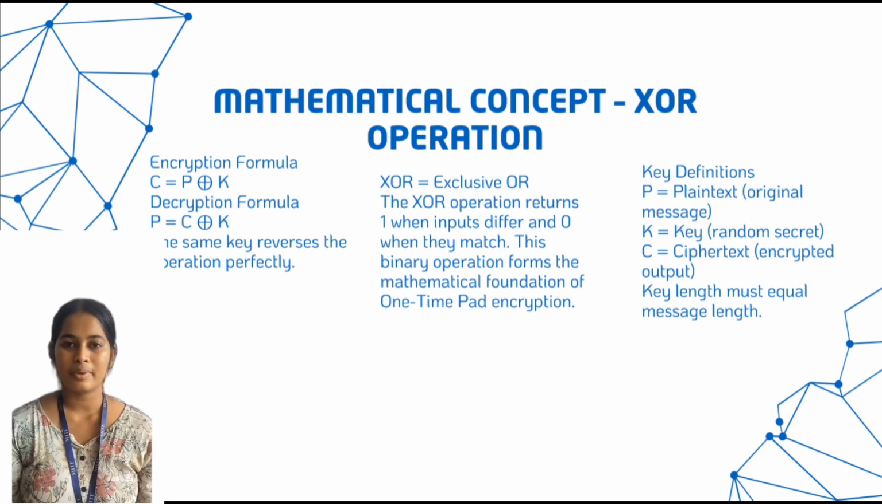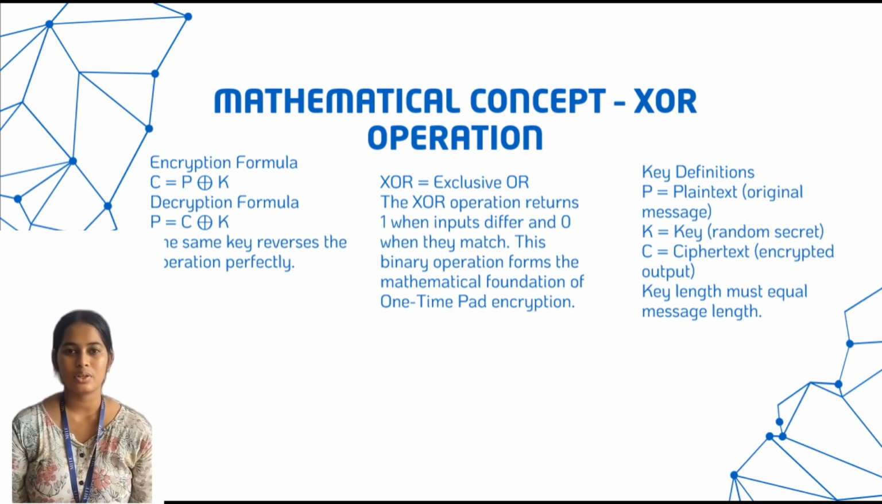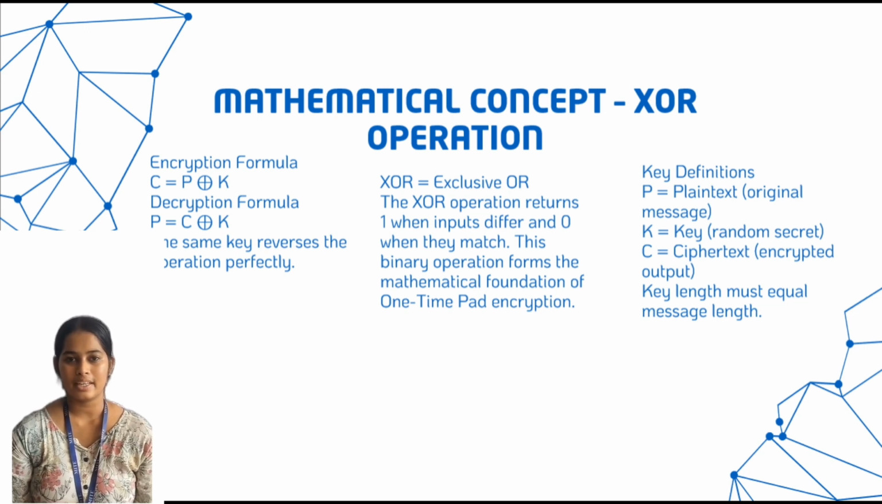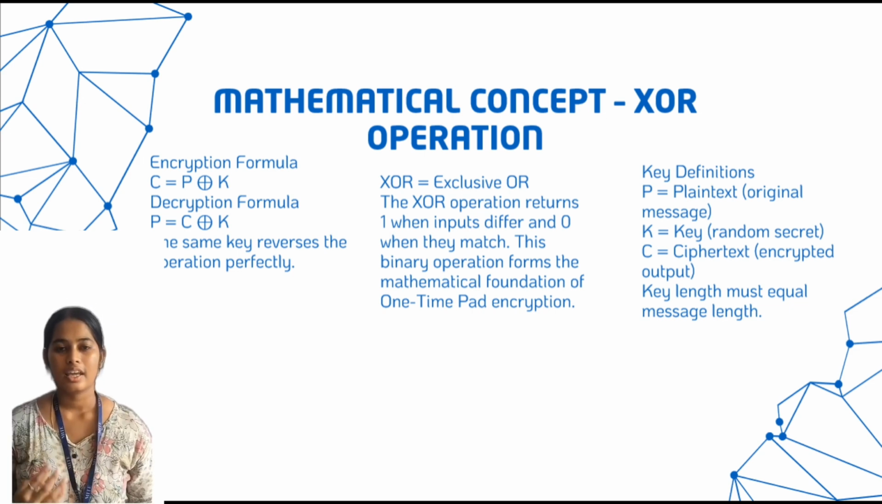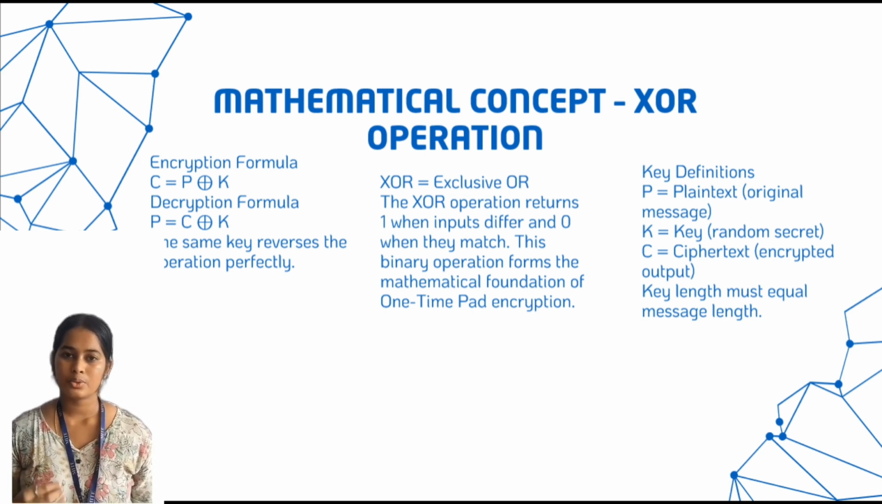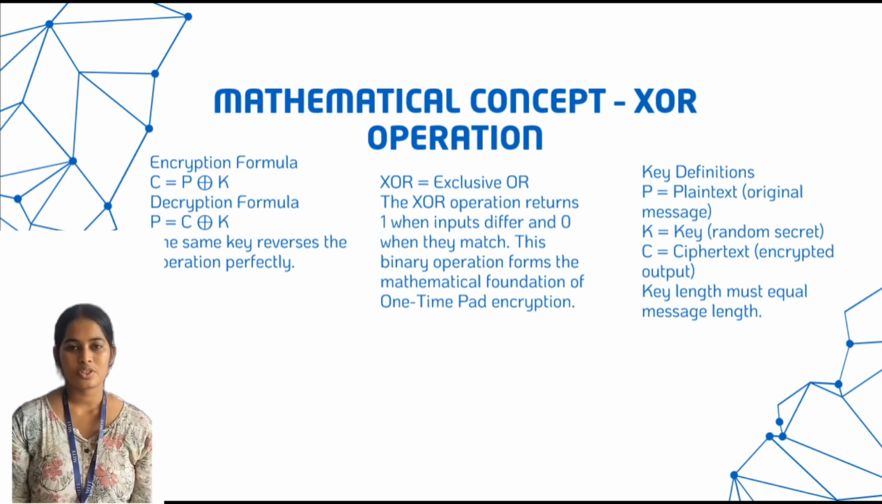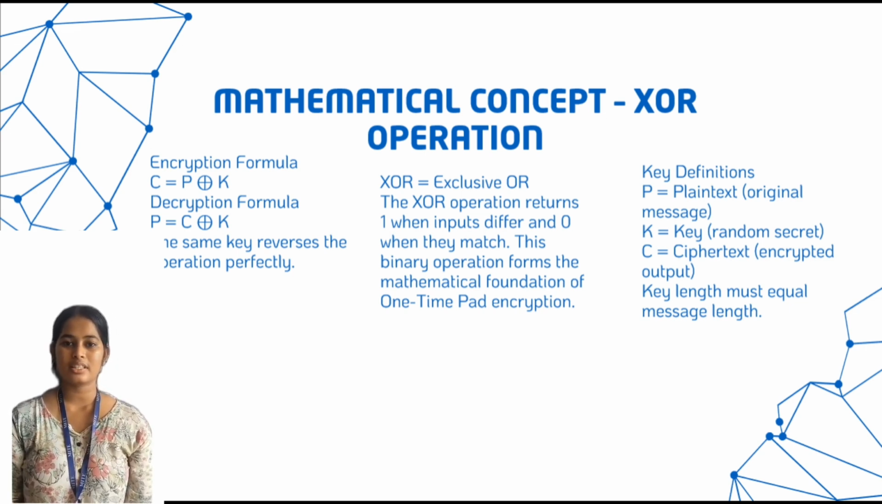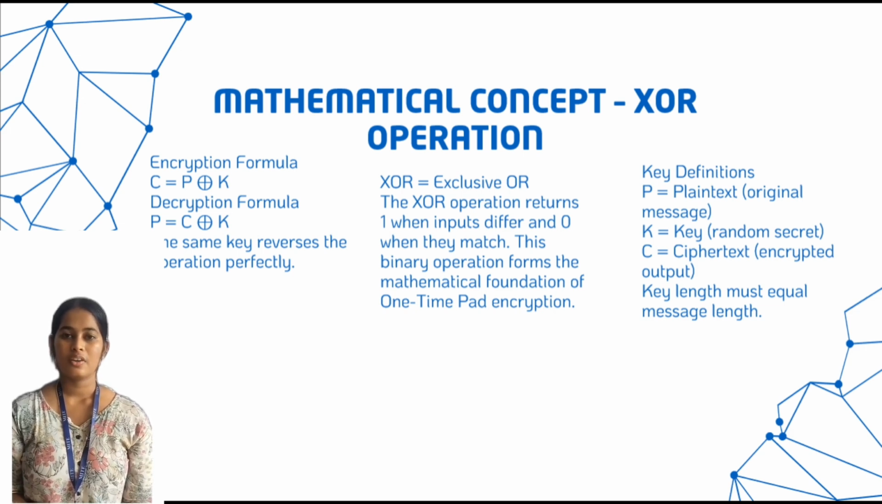Now let's understand the mathematical concept behind the system, which is the XOR operation. C is equal to P XOR K and P is equal to C XOR K, where P represents the plain text, K represents the key, and C represents the ciphertext. XOR works in a very simple way. It gives 1 when the bits are different and 0 when the bits are the same. First, we generate a truly random key that is exactly the same length as the plain text message. The important property of XOR is that using the same key again reverses the operation, which allows us to decrypt the message perfectly.